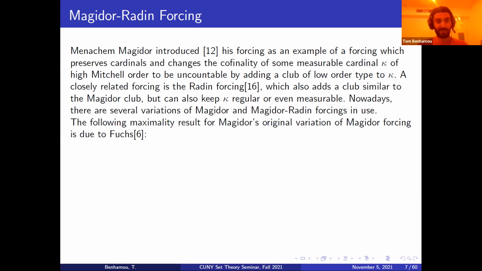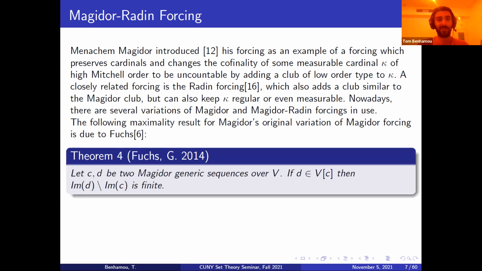So, for example, Fuchs used Magidor's original variation of Magidor forcing to prove the following maximality result. He proved that for any two Magidor generic sequences C and D over a ground model V, if D belongs to the model generated by C, then D must also be almost included in C. So besides finitely many points in D, all the other points should be in C.